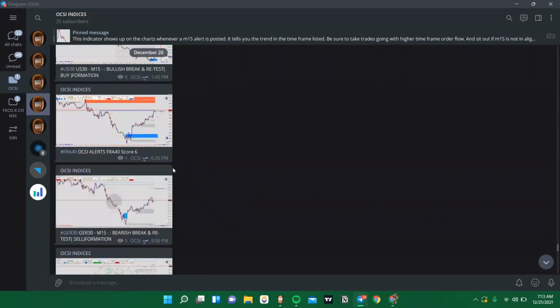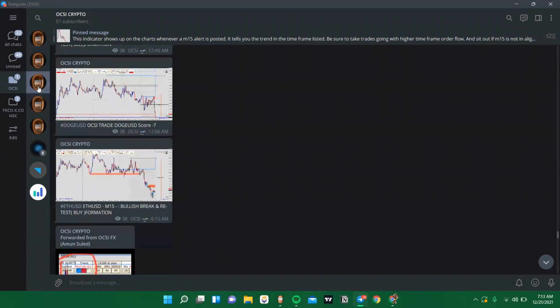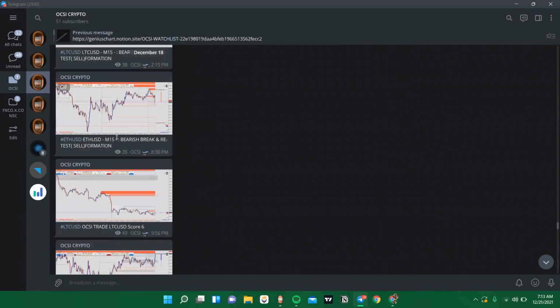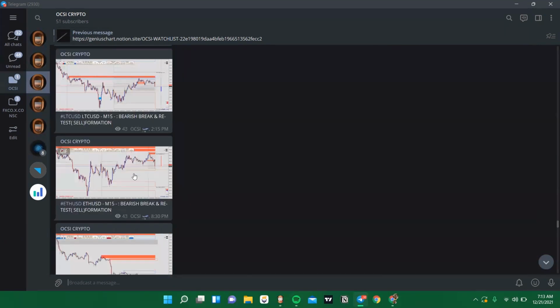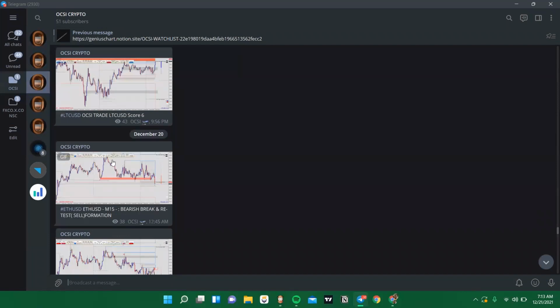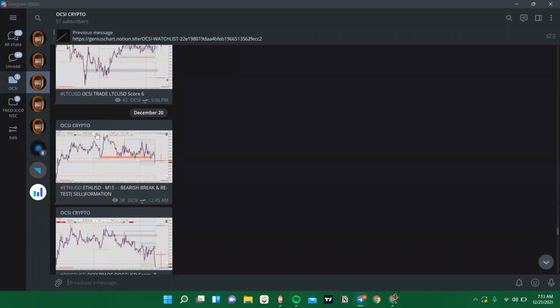For example, I can show you crypto plays, for example, are very, very good. Let me show you, for example, week started December 20th. So, for example, let's look at this ETH right here, right? It says ETH USD M15 bearish break and retest sell formation.